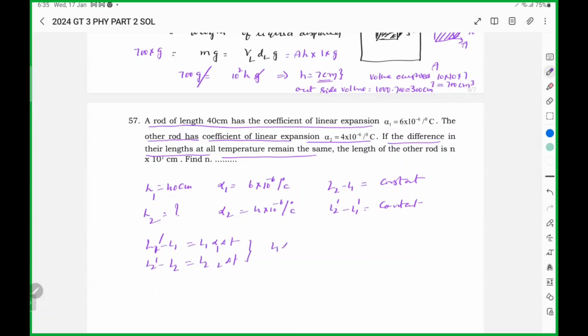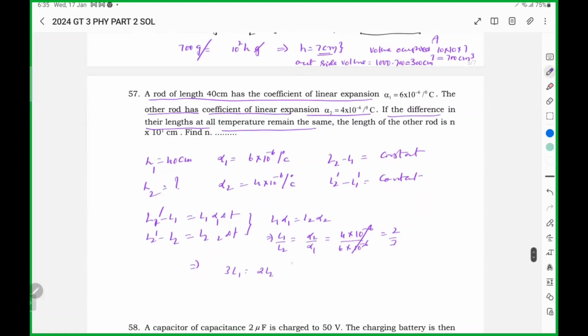From here, L1 by L2 is, 3L1 is 2L2. L1 is already 40. L2 will be 60 centimeters.